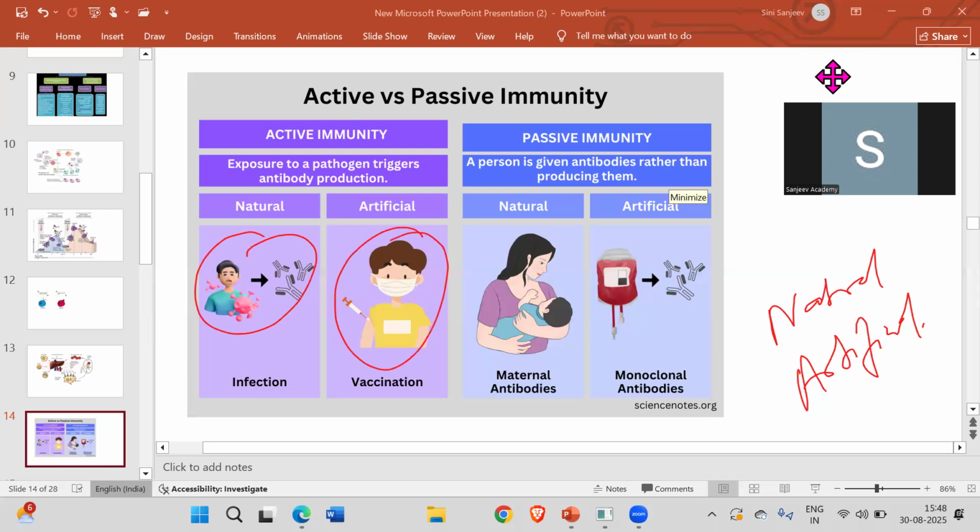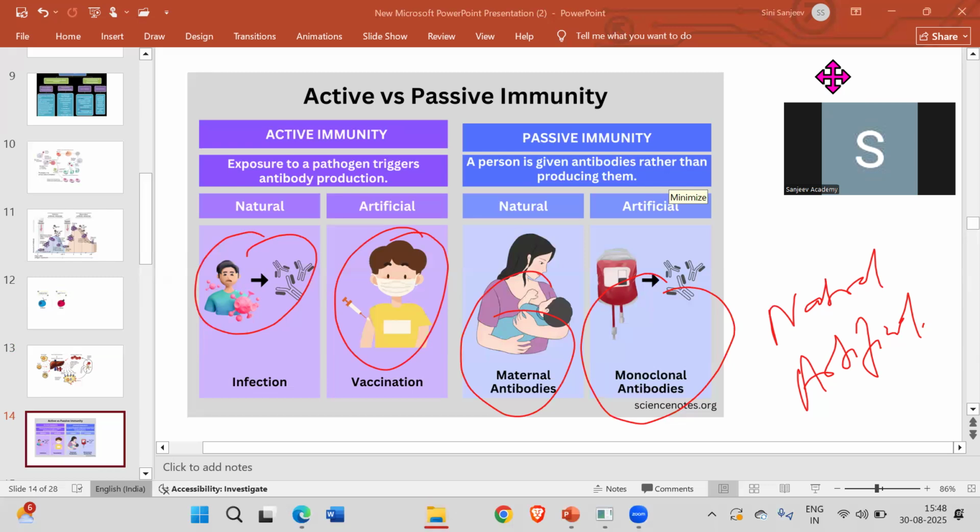Whereas in passive immunity, ready-made antibodies are injected directly into your body. So it gives you immediate protection; it won't take as much time as active immunity. Here also you have natural and artificial. For natural, as you can see, the mother is feeding the baby through the milk, which we call colostrum. From that, the antibodies useful to the baby will be transferred.